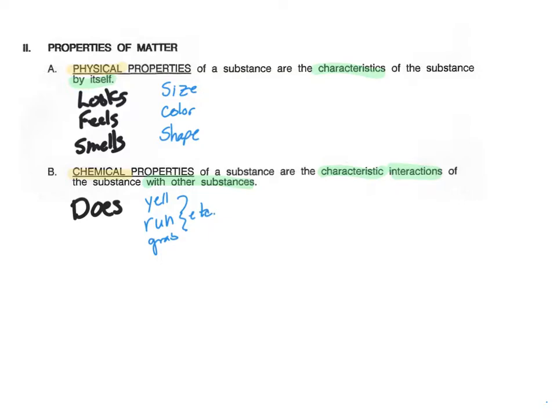Now let's go into a little more detail about each of these. So the physical properties of a substance are characteristics of the substance by itself. That means that we can look at something and describe it. So we can say it's yellow, it's large, it's small, it's shiny, it's dull. Those things are physical properties where we just look at it directly and describe it.